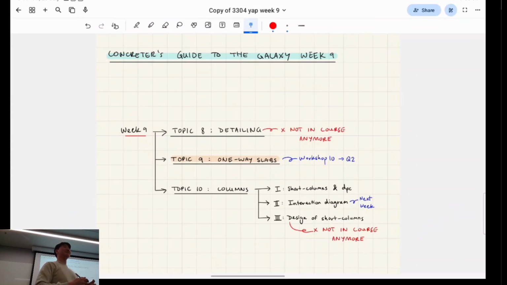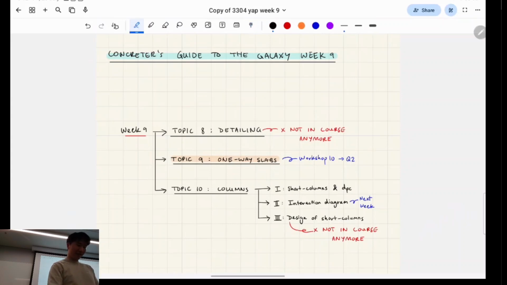But one-way slabs, right? They're basically just beams, but a little bit different. And we're going to design a one-way slab basically from start to finish. So it's going to be a composite topic, I guess you can call it. It's going to have stuff from the last 3 or 4 weeks. And it's going to cover most of what you need to know in the finals, right?